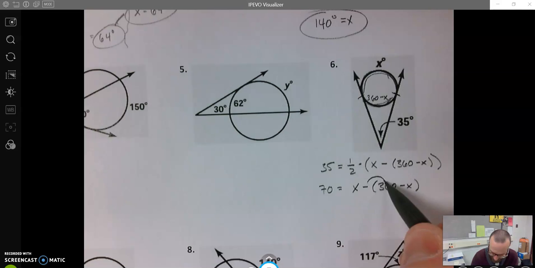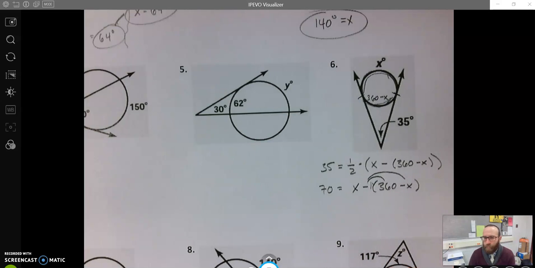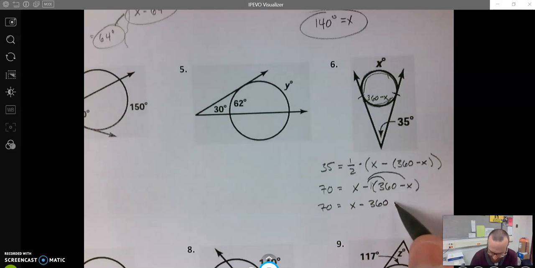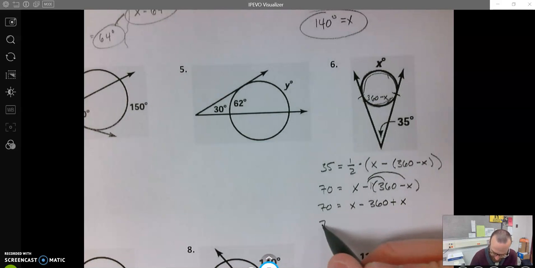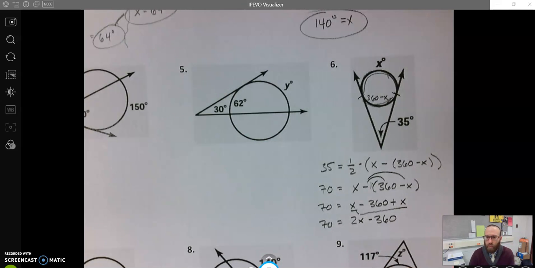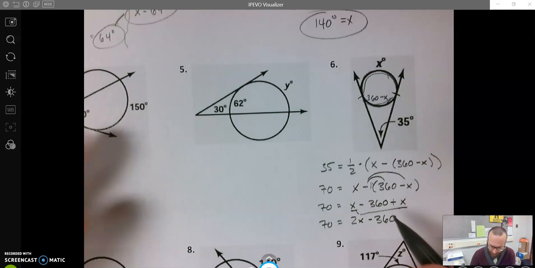So I'm going to distribute that negative to the 360 and to the negative x, because really that's a negative 1 times right there. We just don't write it. And so what I'm going to end up with is 70 equals x minus 360. And negative times negative becomes positive x, like that. The beauty of that is that now we have like terms. 70 equals 2x minus 360. The x plus the x, give me the 2x. Okay. And there it's just algebra.